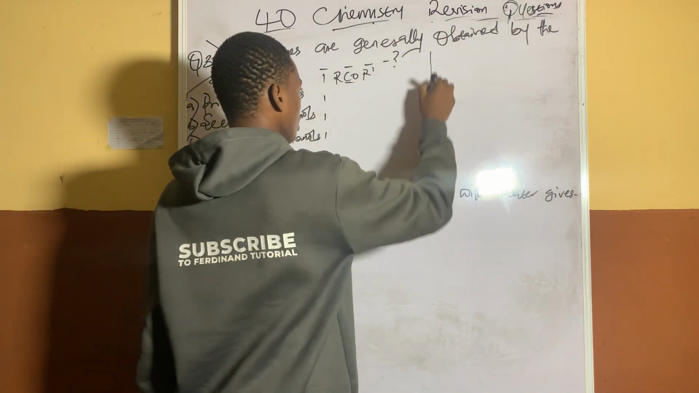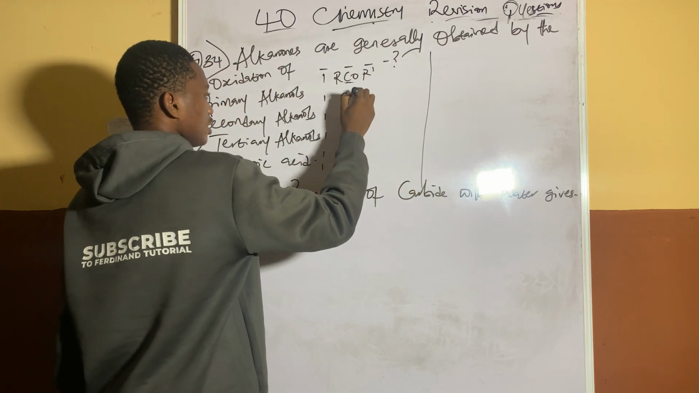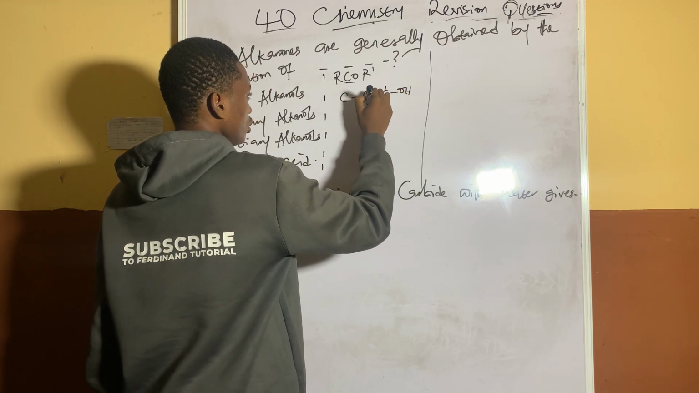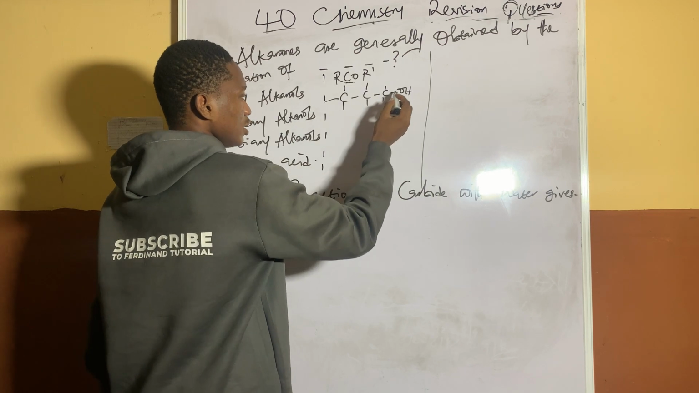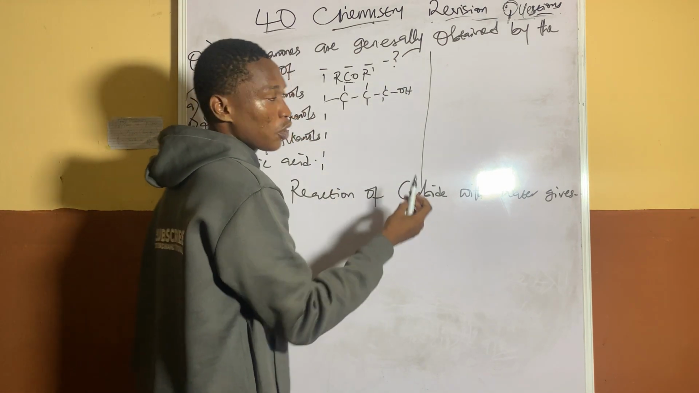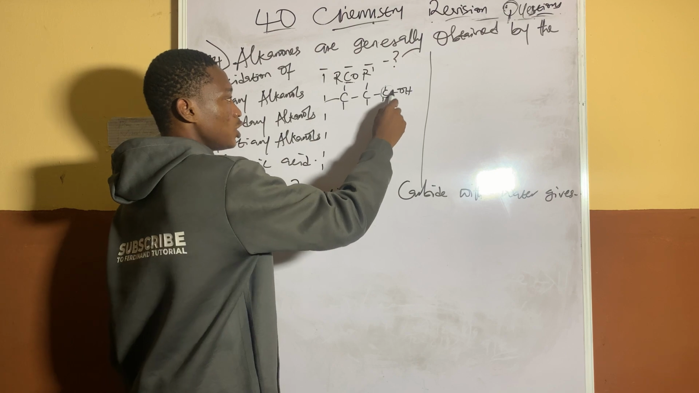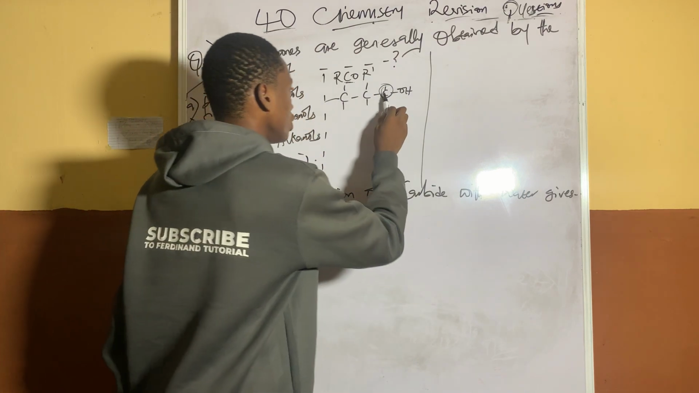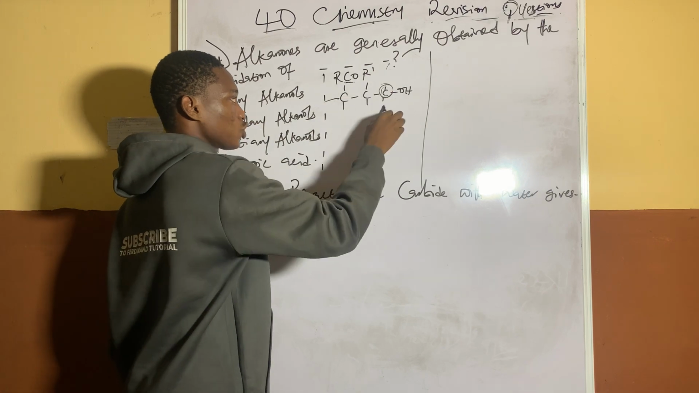Say, for instance, I have something like this, C, and then I have OH, and I have H. This is a primary alcohol. Why is it a primary alcohol? Because the OH is attached to this primary carbon atom. Why is this a primary carbon atom? It's a primary carbon atom because it's only attached to one carbon atom and substituents.